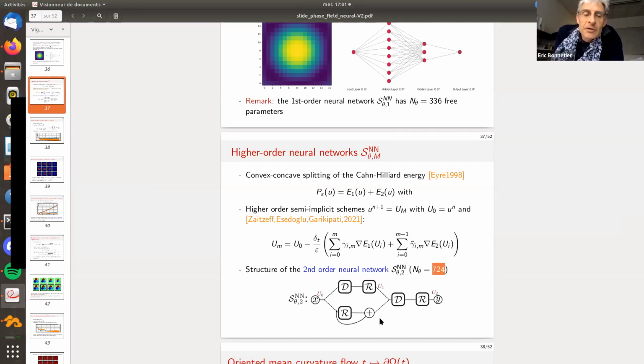So presumably, if you have an idea of how to write a numerical scheme for the Allen-Cahn equation or the equivalent equation for the Willmore flow, that should give you a guideline to build the structure of the neural network. Yes. Okay.